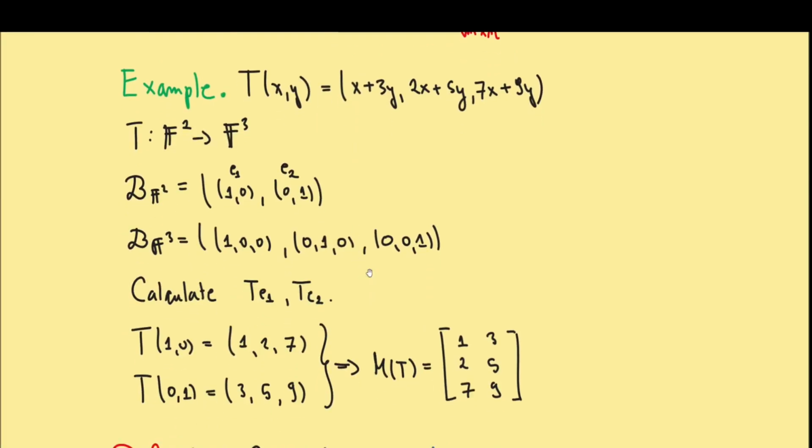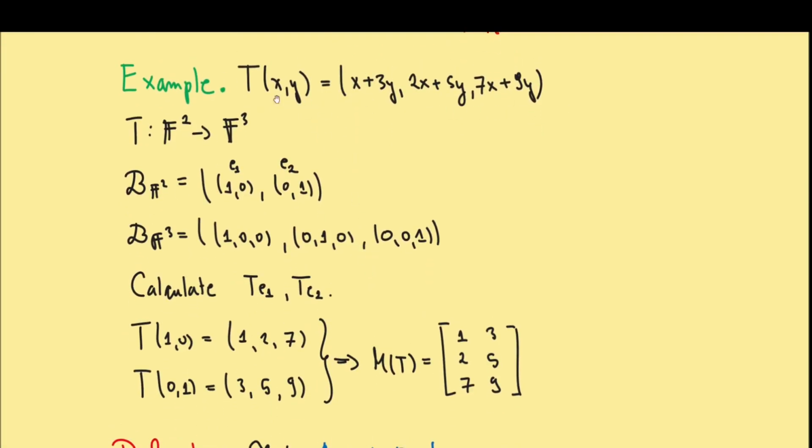So here's an example. Here's some linear transformation that goes from F^2 to F^3, so ordered pairs into ordered triplets of our scalars. The standard bases, so when no bases are given, just from the context, we can assume that they're referring to the standard bases of our spaces. So this is the standard basis of all the ordered pairs, and here's all the ordered triplets.